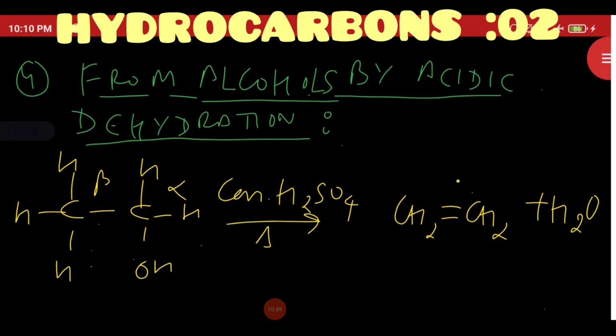Next is preparation from alcohols by acidic dehydration. When alcohols are heated with concentrated sulfuric acid, they form alkene with elimination of one molecule of water. Since the water molecule is eliminated from alcohol in the presence of acid, this reaction is also called acidic dehydration of alcohols.